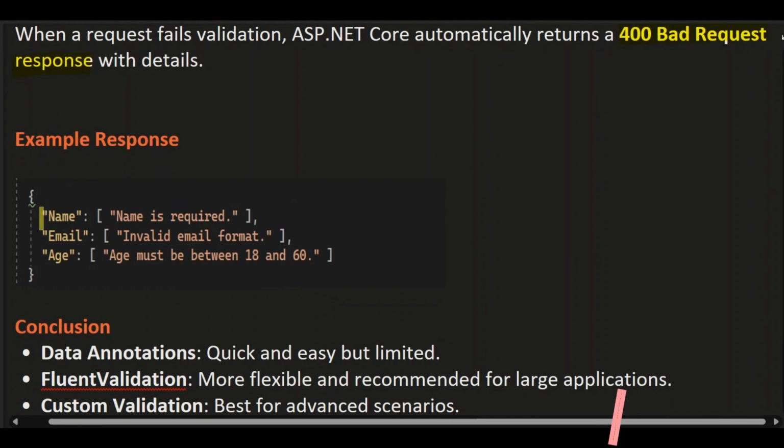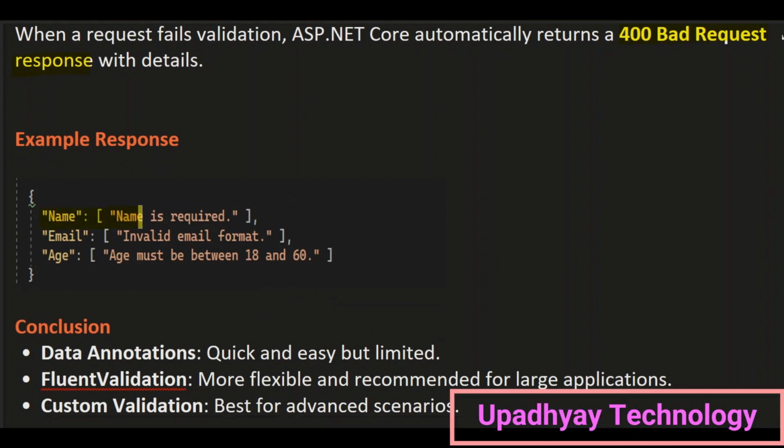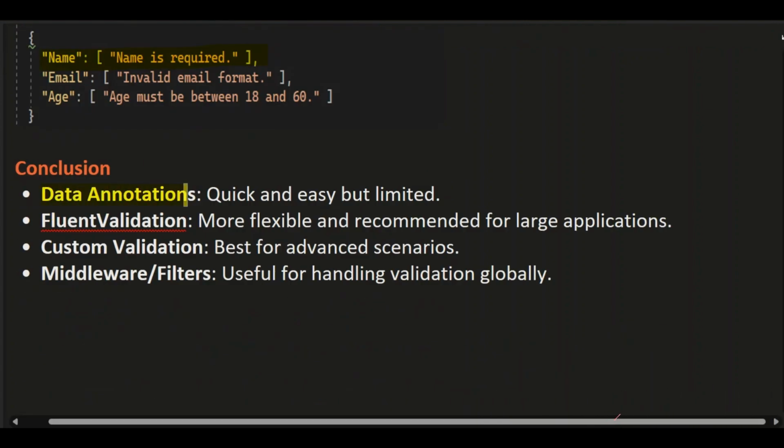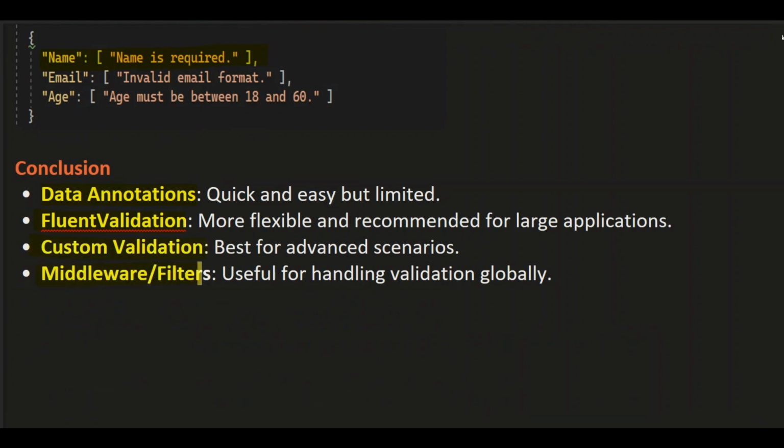Conclusion. Data annotations: quick and easy but limited. Fluent validation: more flexible and recommended for large applications. Custom validation: best for advanced scenarios. Middleware and filters: useful for handling validation globally.